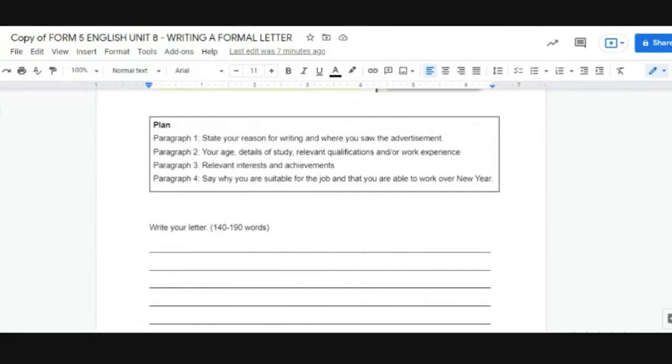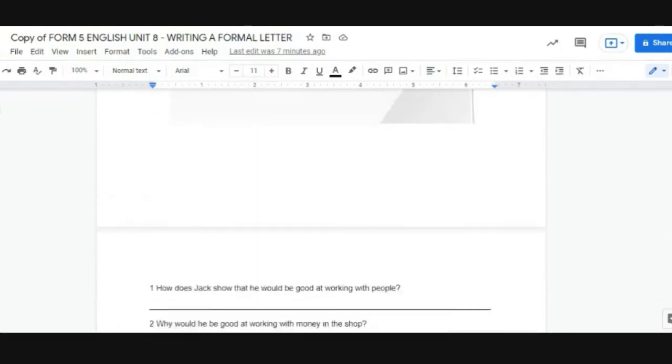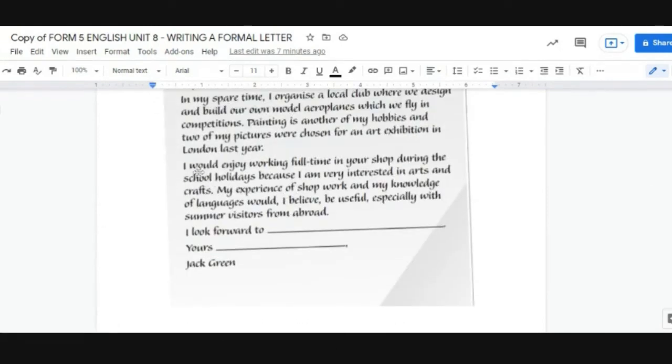Paragraph 4, say why you are suitable for the job and that you are able to work over New Year. You have to say this. Okay, so look at the example letter, how the writer say this. Okay, the writer will say, I would enjoy working full-time in your shop during the school holidays. Okay, so you say during the New Year period. You change the school holidays to during the New Year period.